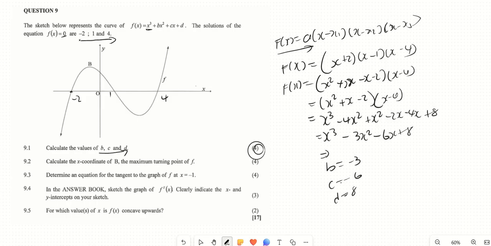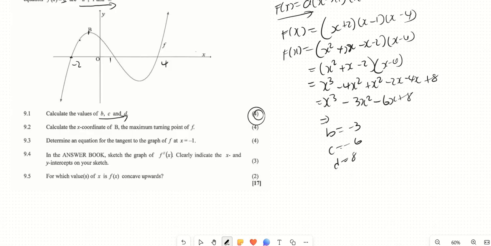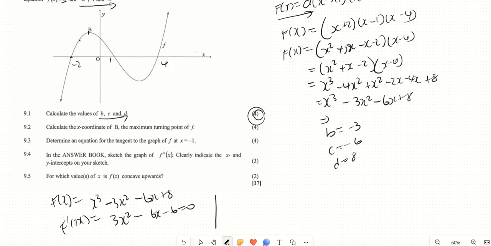They say calculate the value of x at the maximum turning point. Okay, now how do we get that maximum turning point? In this case, we have to do the derivative. So now, because I know the values, I'm going to say f of x equals x cubed minus 3x squared minus 6x plus 8. Then I derive this: f prime of x equals 3x squared minus 6x minus 6. This equals 0. I'm going to factorize this.